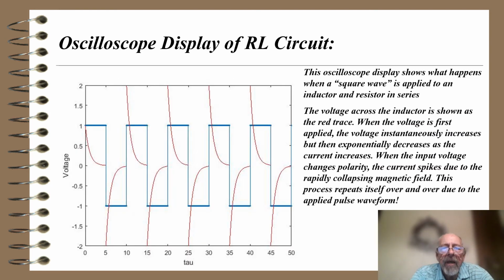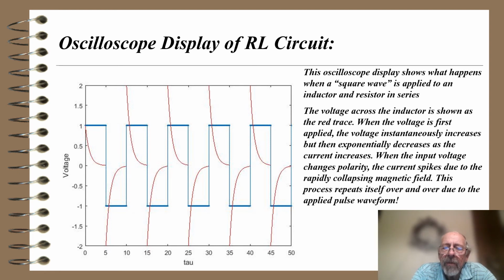This oscilloscope display of an RL circuit might be pretty intimidating to you if you take a look at it. The blue square wave is being applied to an inductor. So this oscilloscope display shows what happens when a square wave is applied to an inductor and resistor in series. So what happens? The voltage across the inductor is shown as the red trace. When the voltage is first applied, the voltage instantaneously increases, but then exponentially decreases as the current increases.